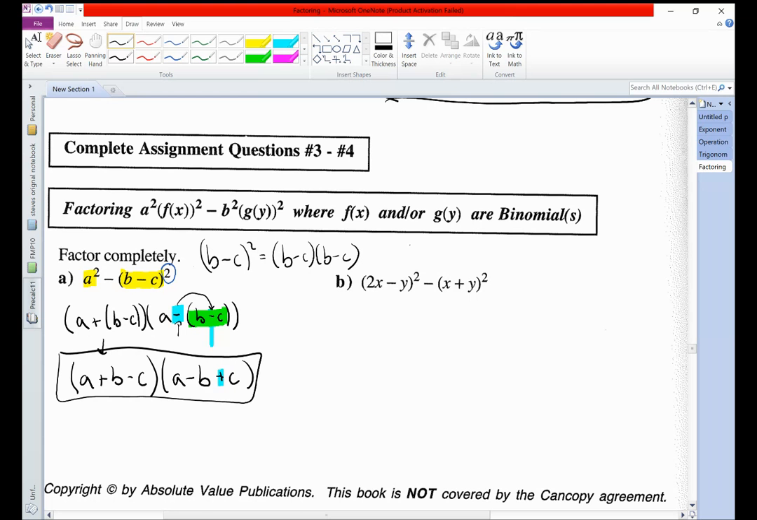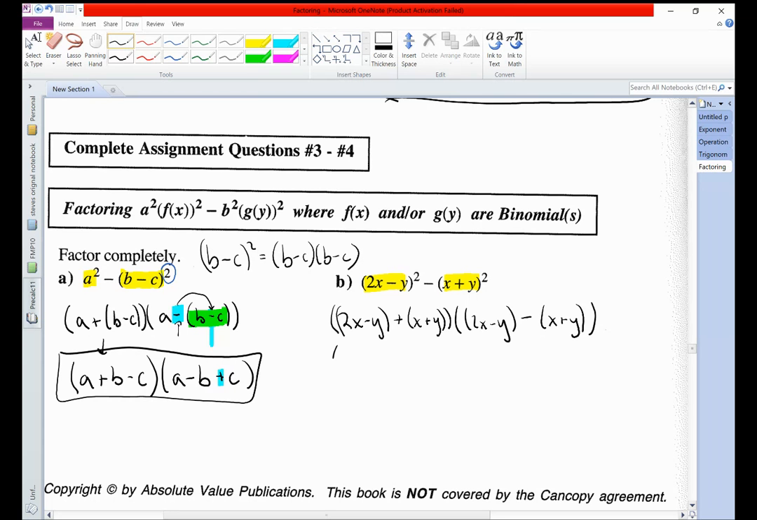So 2x minus y, that whole thing is squared, so it's a perfect square, minus x plus y squared, so that's obviously another perfect square. So we're going to have nested brackets here, 2x minus y, 2x minus y, and then one will be an addition, one will be a subtraction, and then to get x plus y squared, it's going to be x plus y, x plus y. And so now we want to expand and combine.